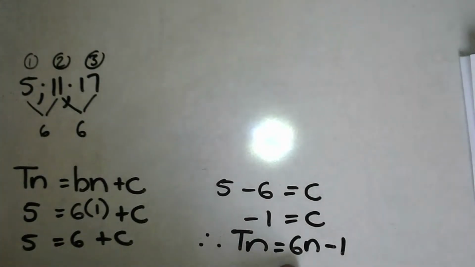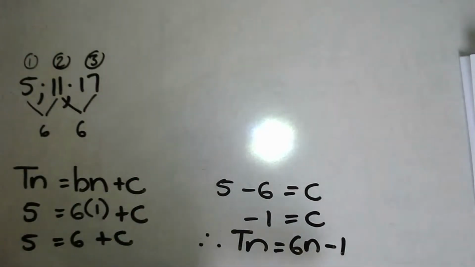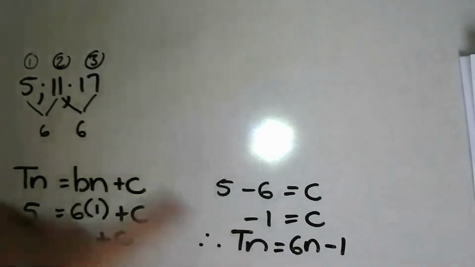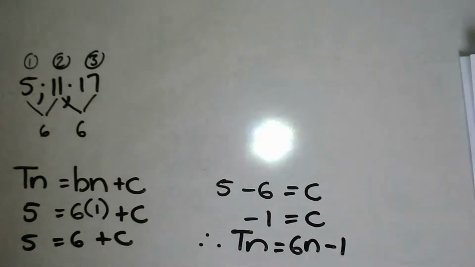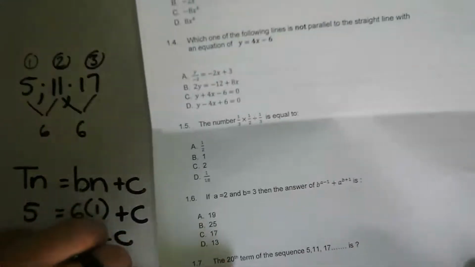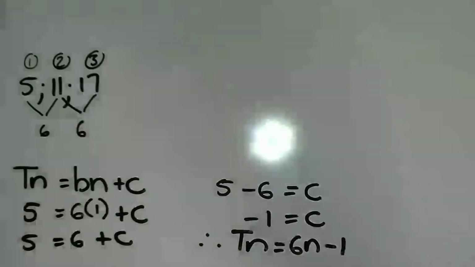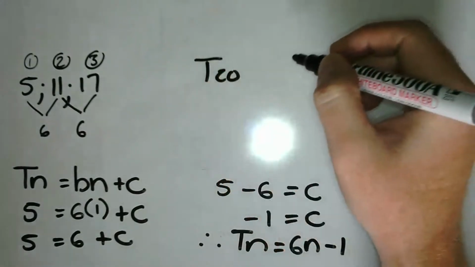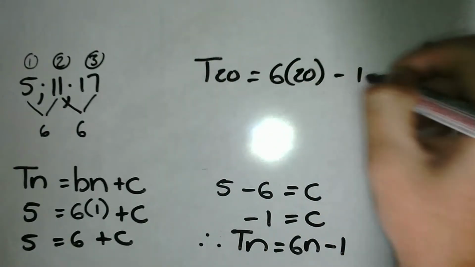So you can say 6 times 2 is 12, minus 1 gives me 11. Okay, you can do the same for the third one. You can say 6 times 3 is 18, minus 1 gives me 17. So what they wanted us to calculate again was the 20th term, as you can see over here. So what we're going to do now is I'm going to calculate it at the top here. So you're going to say T20, because you're calculating the 20th term, is equal to 6 times 20 minus 1.